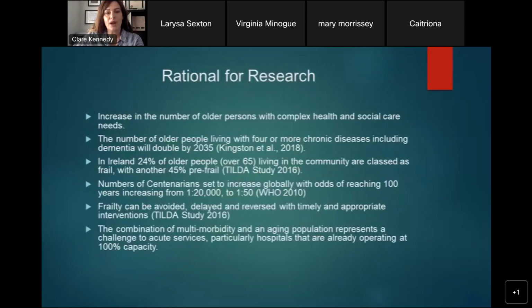So in terms of the rationale for the research, well, we know we have an aging population, we have people living much longer, the number of centenarians are set to increase. There is evidence of increase in frailty and complex health and social care needs in the community. And the combination of that and the demand for acute hospital care meant that there was a gap in terms of how we delivered care in the community and reduced the demand for ED presentations and unplanned hospital admissions.